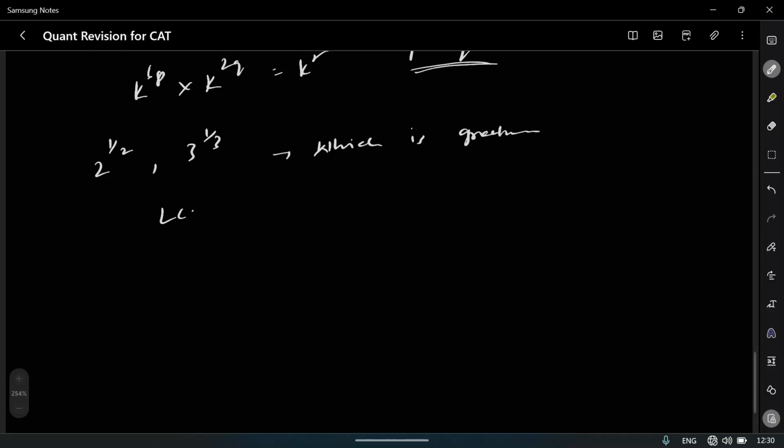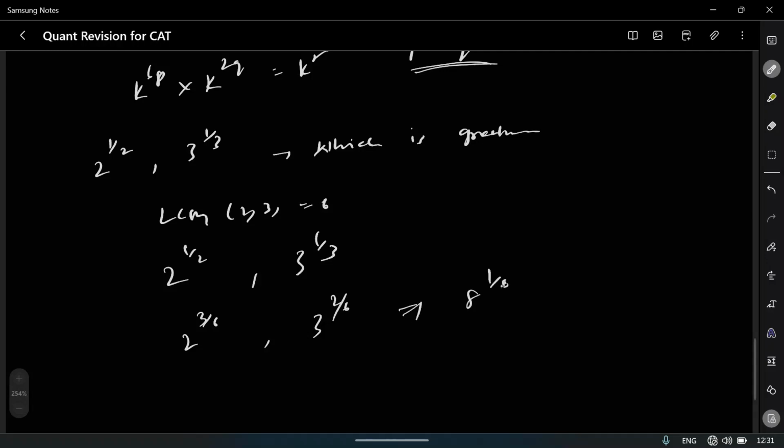So how are we going to find it? First take the LCM of 2 comma 3, which equals 6. Okay. So 2 power 1 by 2 comma 3 power 1 by 3, we can write as 2 power 3 by 6 comma 3 power 2 by 6. That implies 8 power 1 by 6 comma 9 power 1 by 6. So if you see these two, 9 power 1 by 6 is clearly greater than 8 power 1 by 6. That means 3 power 1 by 3 is the greatest.